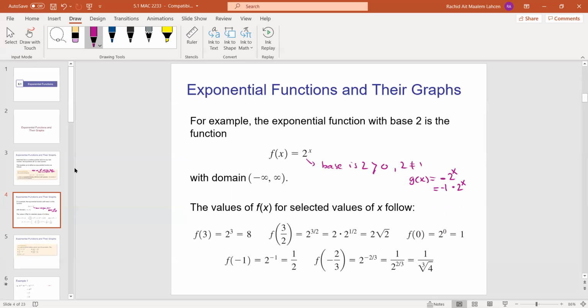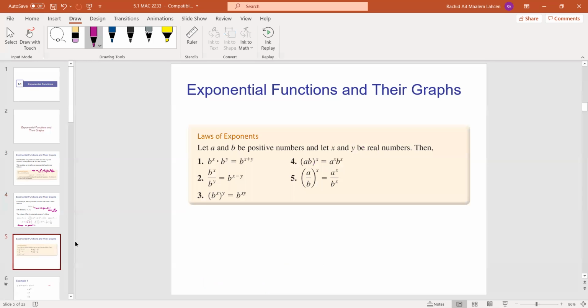So for example, f of 0 is 2 to the 0, which is 1. If you have a negative exponent, that makes the base a reciprocal. So these are some of the things to review. You may need to review exponents. These are the laws of exponents that you need to review and strengthen. Make sure you know how to use them.